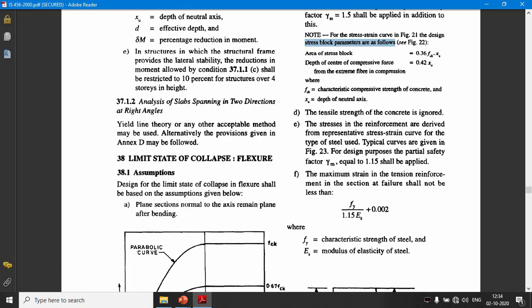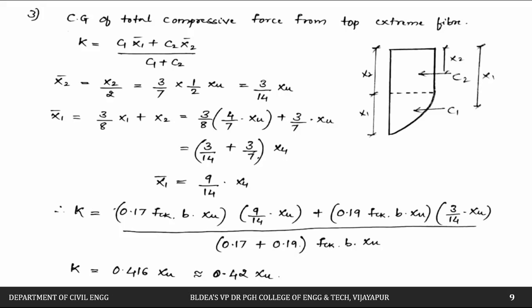So these are nothing but the stress block parameters.